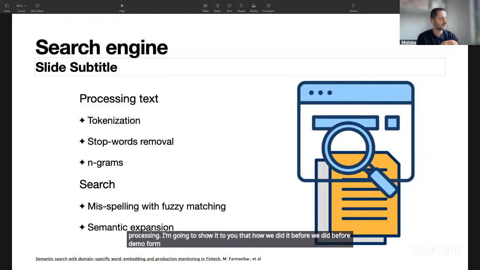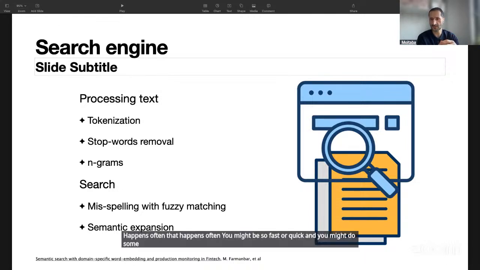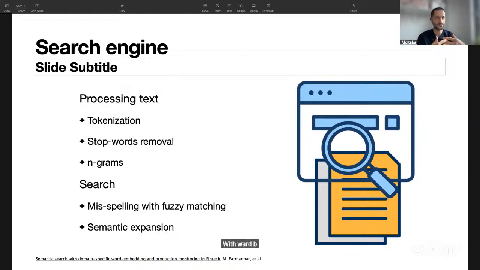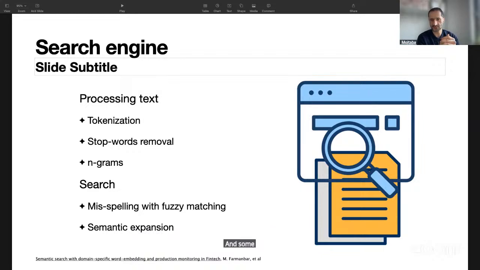Then the second part was the search, right? In the search, it often happens that you might be so fast or quick that you make some misspellings. So we had to fix those misspellings using fuzzy matching. Fuzzy matching is a technique trying to understand how close two words are together. It can give some sort of score, okay, how close word A is to word B based on certain criteria. It can be how many characters I need to change to become the second word. That is called fuzzy matching.